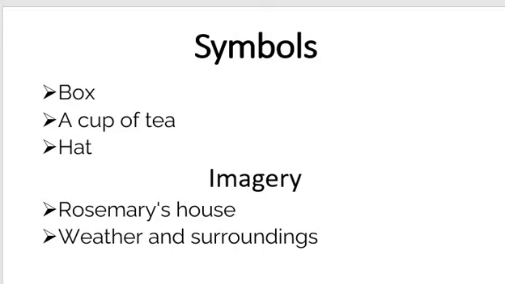Now we are going to discuss the symbols and imagery. So dear students, we can simply say that these are the symbols used in the story: the box, a cup of tea, and the hat. Now we are going to discuss them one by one.